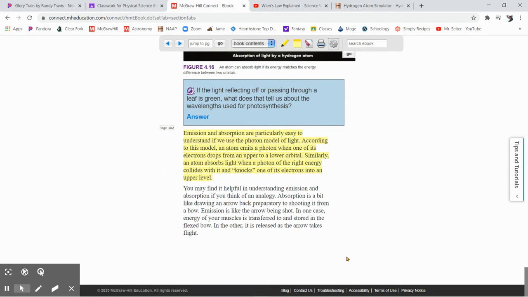So finally, in this section, emissions and absorptions are particularly easy to understand if we use the photon model of light. According to this model, an atom emits a photon when one of its electrons drops from an upper to a lower orbital. Similarly, an atom absorbs light when a photon of the right energy collides with it and knocks one of its electrons into an upper level.